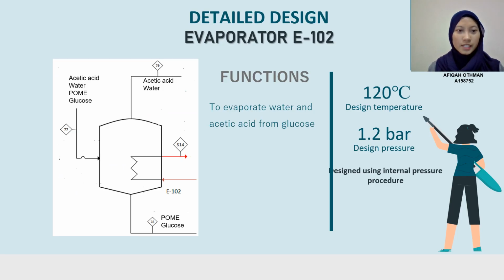This is the mechanical design of evaporator E102. The design temperature is 100 degrees Celsius. Design pressure is 1.2 bar. So the procedure needed is the internal pressure procedure.